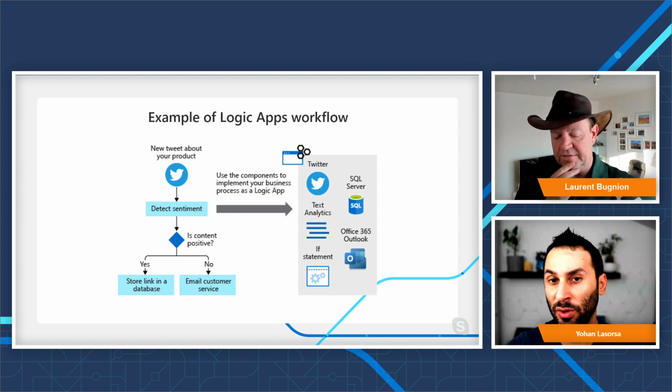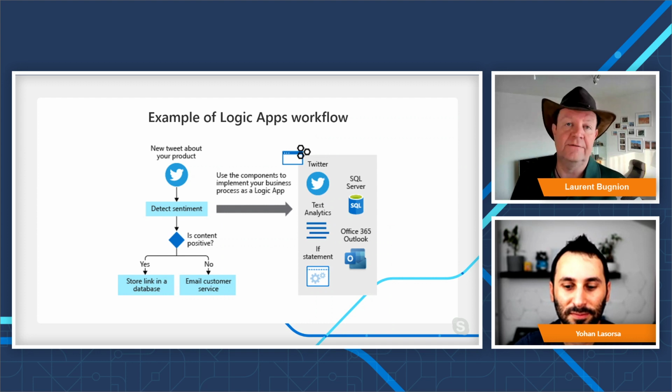Okay, that's really cool. And so this is all happening automatically, right? Because there is a trigger. And in that case, the trigger would be there is a new tweet. And so that's one of the connectors that we have. But we have hundreds and hundreds of connectors.